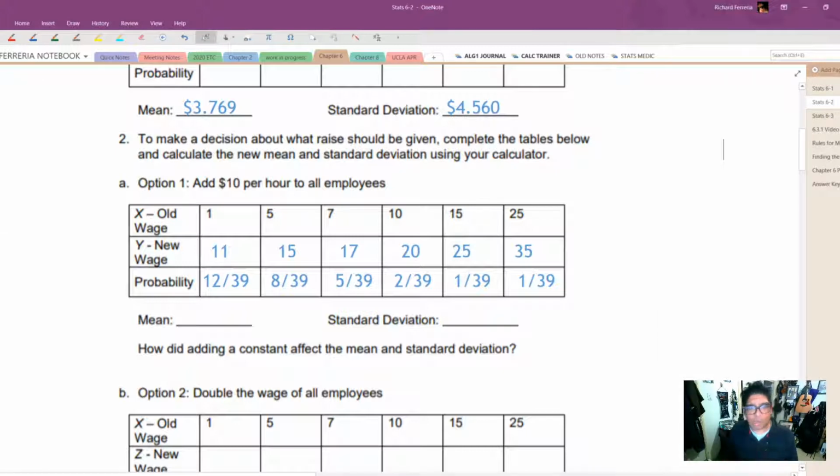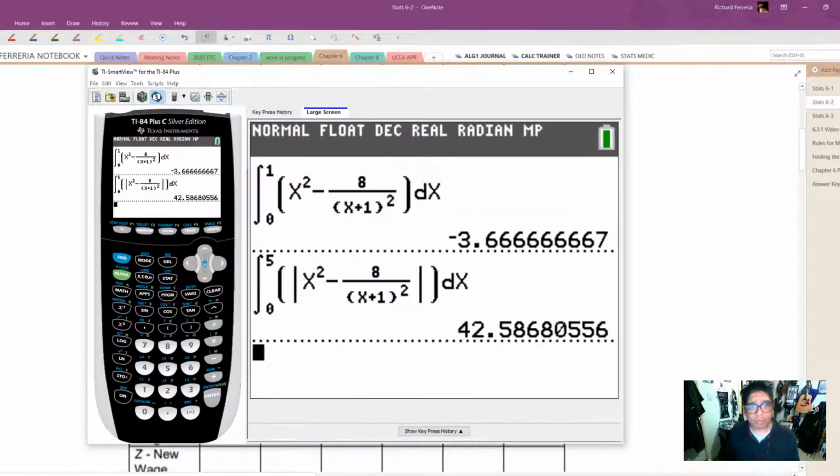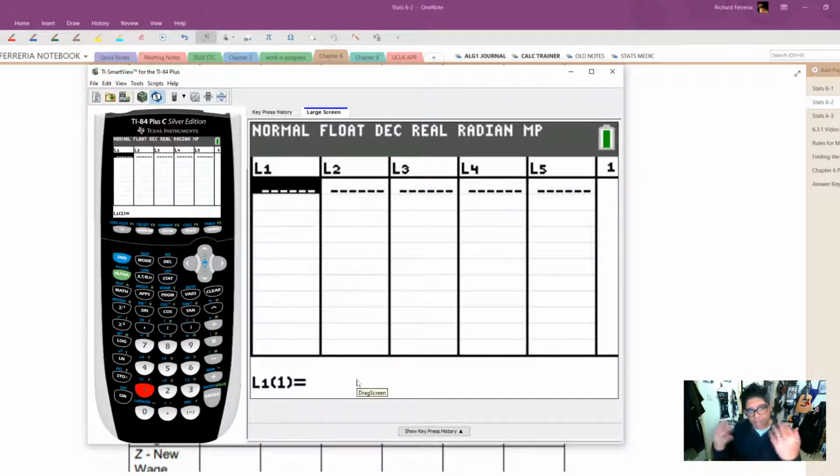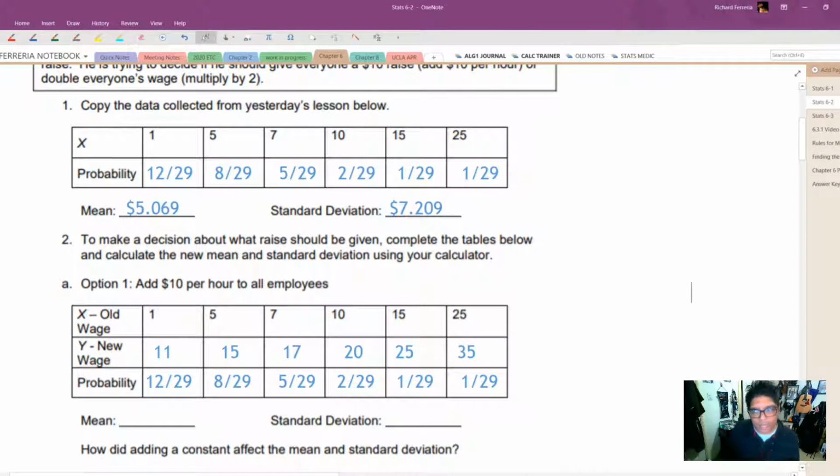This time I thought we'd actually go to the calculator, so let's take a look at the calculator. Push Stat and then Edit number 1 to get to the lists, and then we're going to put all the wages in list 1, and then all of those probabilities in list 2. At this point, I realized that I put all the probabilities incorrectly, and these should be 12 out of 29, 8 out of 29. So I've already made those adjustments.